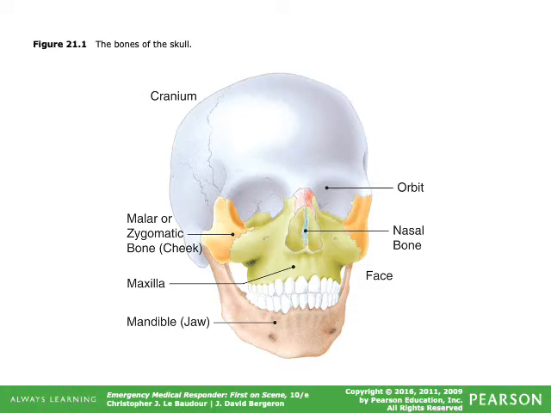This figure 21.1 shows the bones of the skull. You can see at the top you've got the cranium, the zygomatic bone and the cheekbone. You've got the nasal bone right in between the nose. The maxilla is the upper jaw. The mandible is the lower jaw.